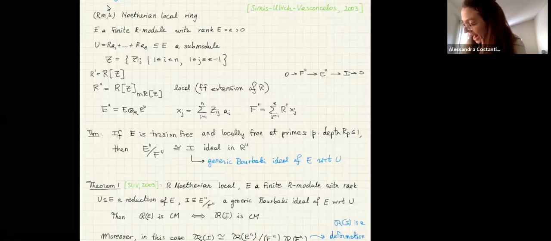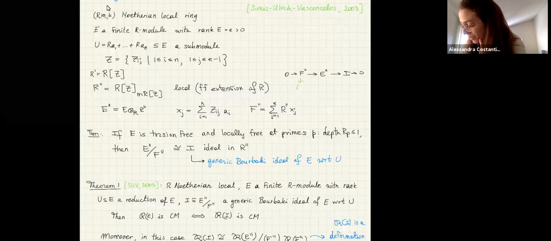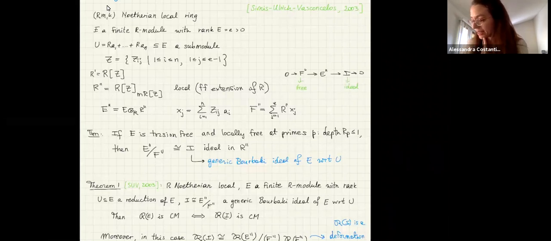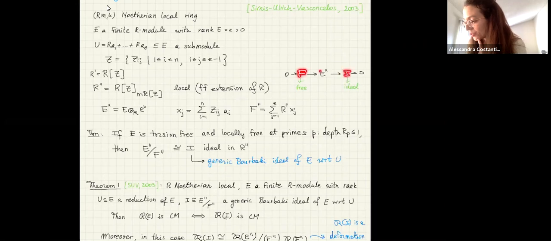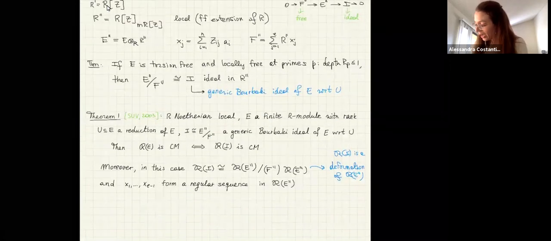Okay, and what happens here is that this guy is free, and this is an ideal. So except for the extension thing, whenever you have a sequence like this, where you have a free module, an ideal, and your module in between, this is called a Bourbaki sequence and was introduced back in the 60s.